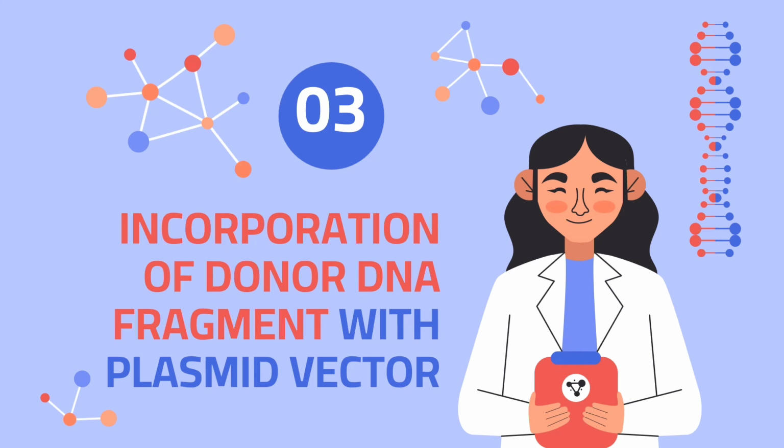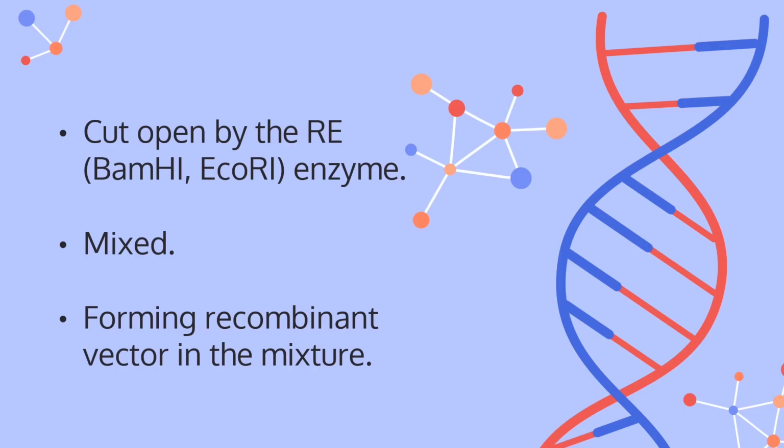Next is the incorporation of the donor DNA fragment with the plasmid vector. Using the same restriction enzyme that was used to isolate the donor DNA fragments, the plasmid vector is cut open. We mix fragments of donor DNA with plasmid vectors, and recombinant vectors are formed by base pairing of donor DNA fragments and plasmid vector in the presence of DNA ligase.